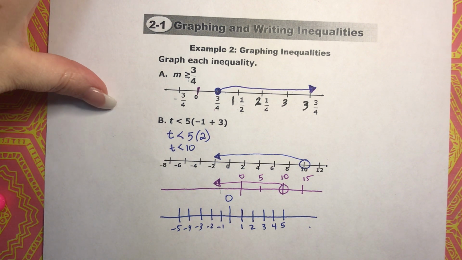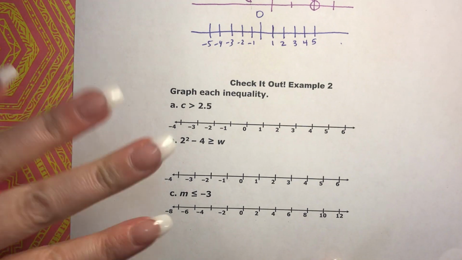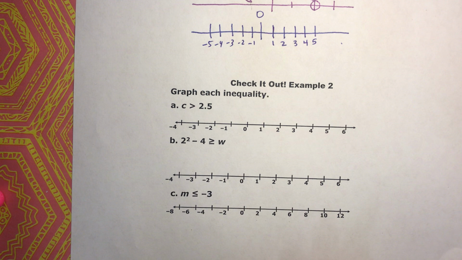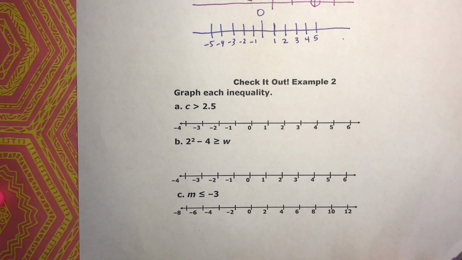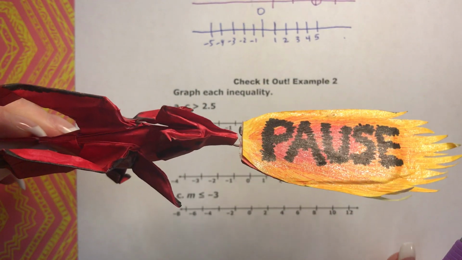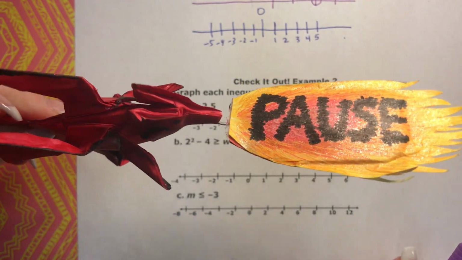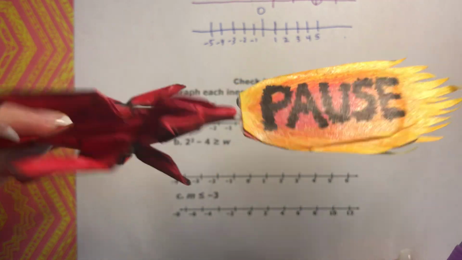Okay. So now we're going to move on to check it out, example 2, and I really feel like you're ready to try these on your own. So I want you to complete A, B, and C on your own. Go ahead and graph them. When you get done, oh, wait, here's my friend, the pause dragon. Time to pause your device, work out A, B, and C, and then when you get done, press play, and we will go over your solutions. All right, see you in a bit.